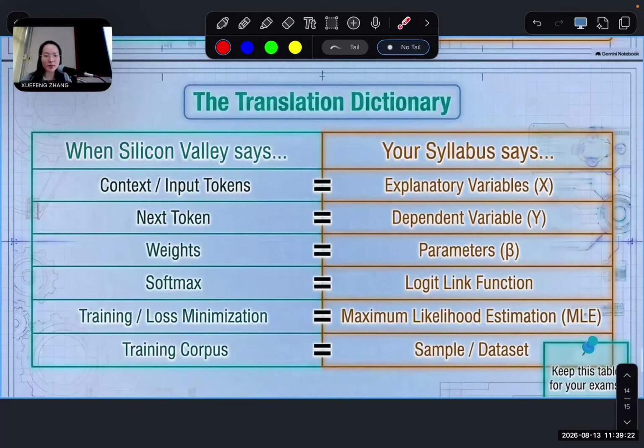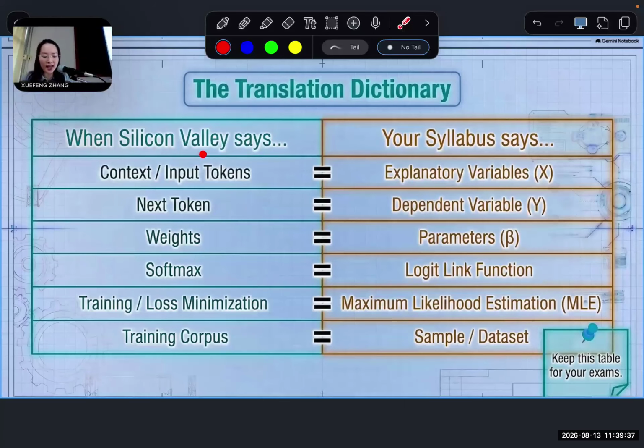Let's see some terminology. This one is worth remembering: a direct translation table between AI vocabulary and our syllabus vocabulary. When Silicon Valley says context or input tokens, it means explanatory variables, the X that we feed to the model. And the next token means the dependent variable, which is Y.